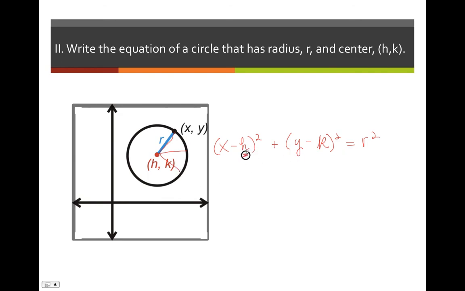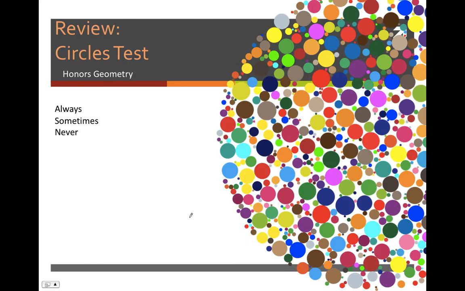So again, the h, notice, is the x coordinate of the center. The k is the y coordinate of the center. The r is the radius. Remember to square it when you're writing these equations. And the next section will be on always, sometimes, never.